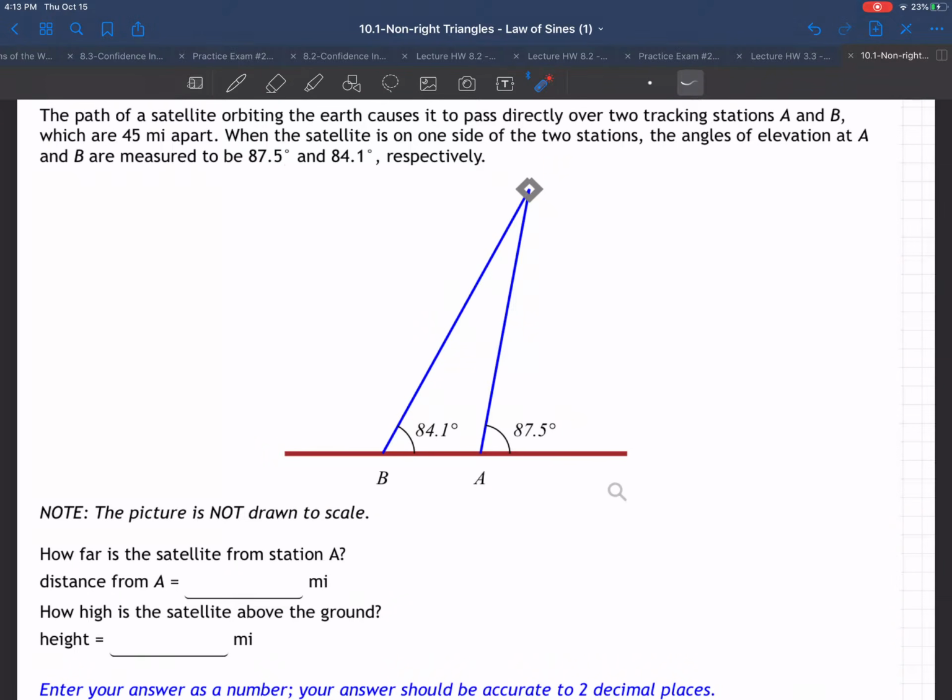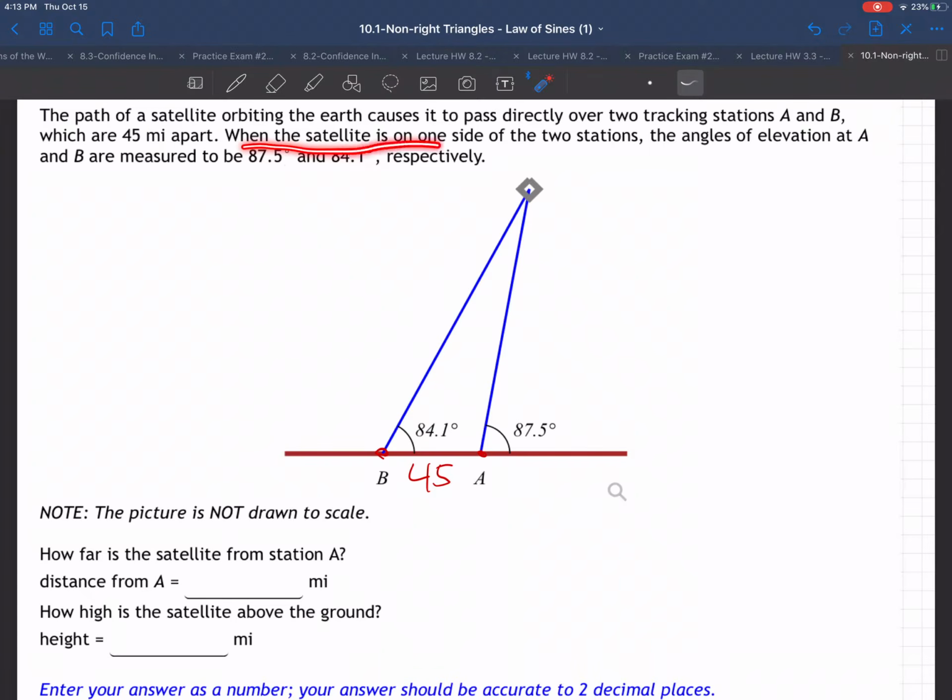In this example, we have a satellite and some angles from the ground. The path of a satellite orbiting the Earth causes it to pass directly over two tracking stations, A and B, which are 45 miles apart. So let's bring that right down here. This is 45, from A to B. They just told us it's 45 miles apart.